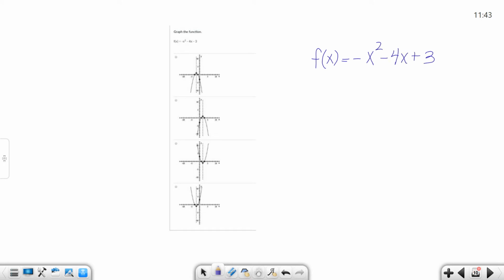Okay, you'll see that this particular parabola starts with a negative. So that means it's going to open downwards. We're looking for a graph that has that basic shape. Both C and D open upwards, so we can throw those out.